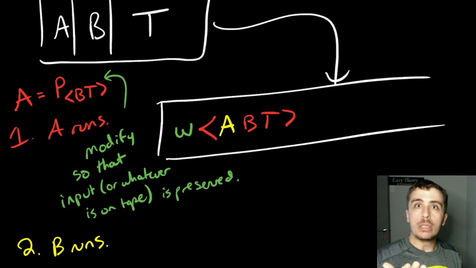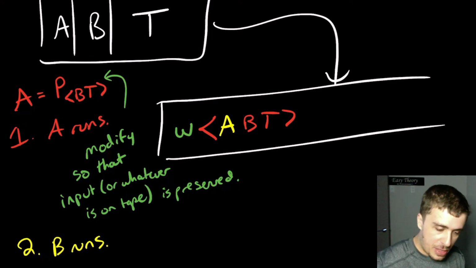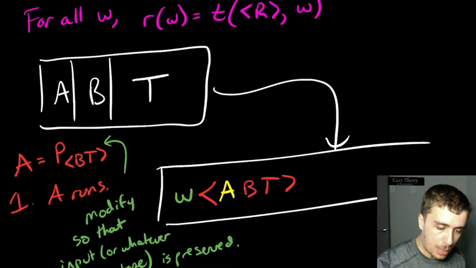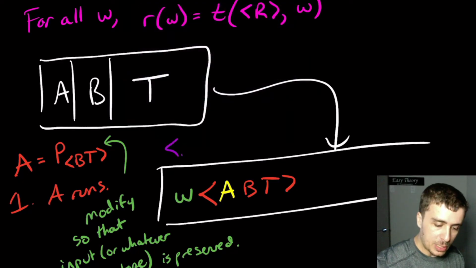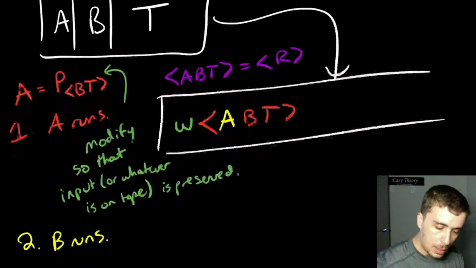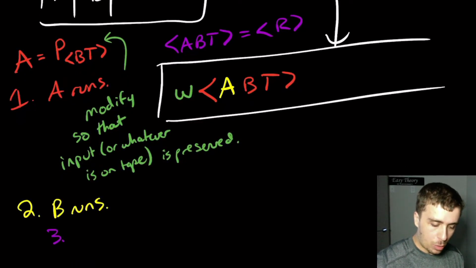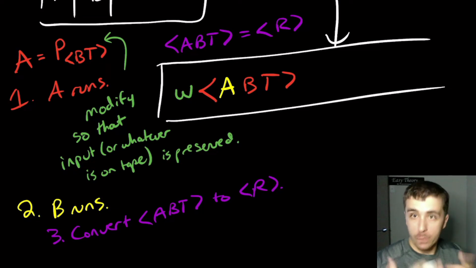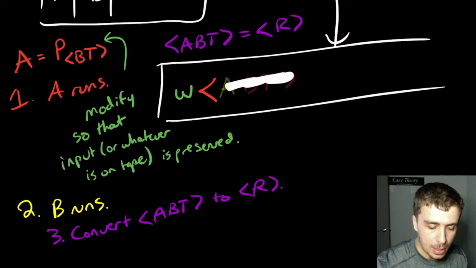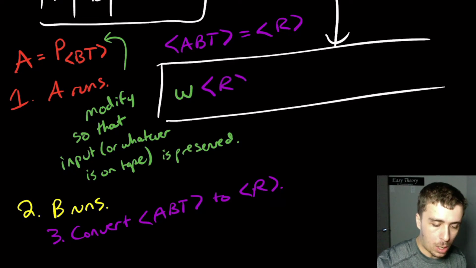So what are we going to do? Well, this ABT machine, I'm going to define as R. So that means that we're going to convert ABT to R. Not convert, that's what it's defined to be. I'm just going to write it differently. So here we're going to have R on the tape.